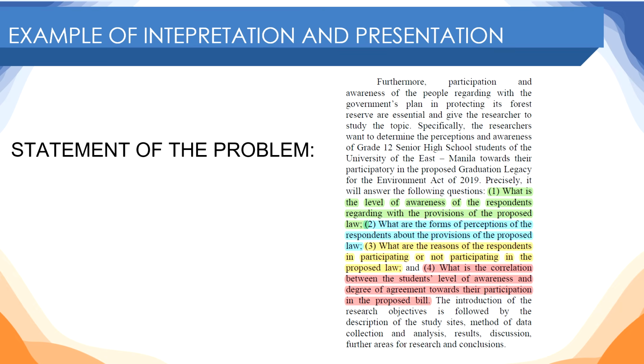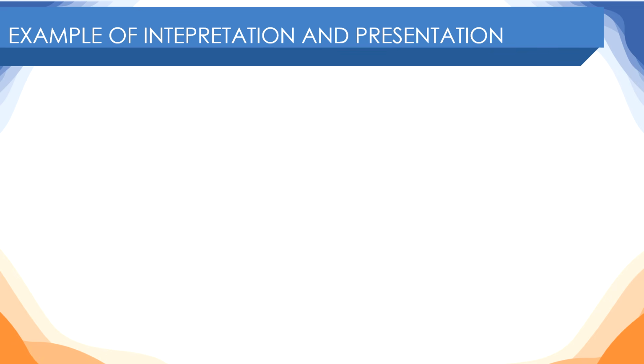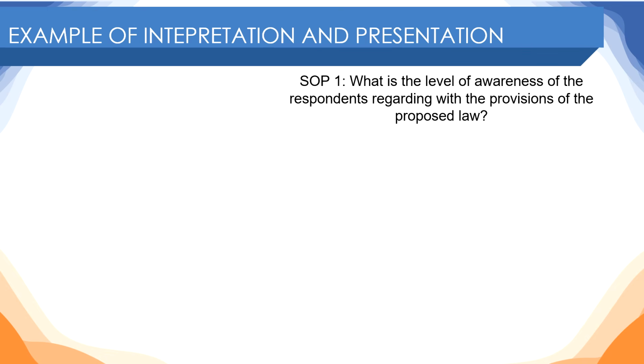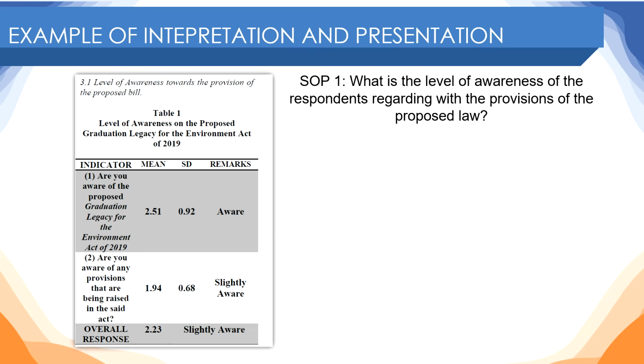So when answering that SOP, we need to identify what variable we are measuring, what data were collected, what statistical result answers the question, and what presentation best communicates that result. So the first example asks, what is the level of awareness of the respondents regarding the provisions of the proposed law?